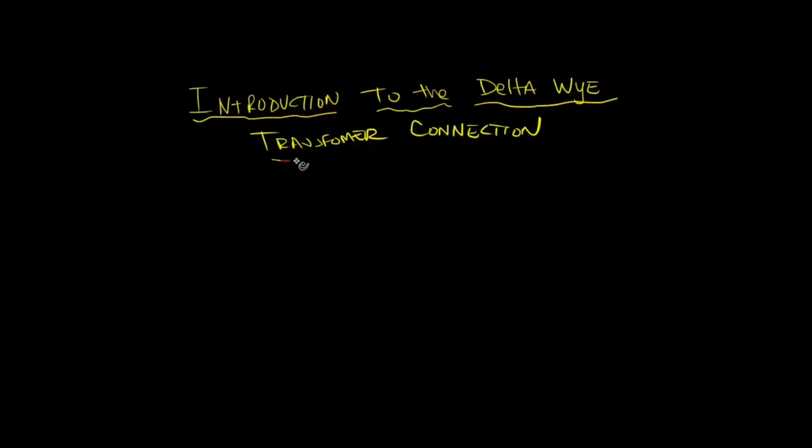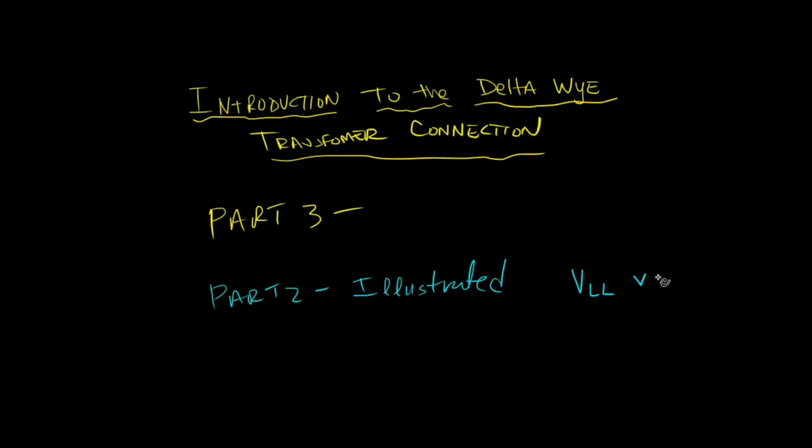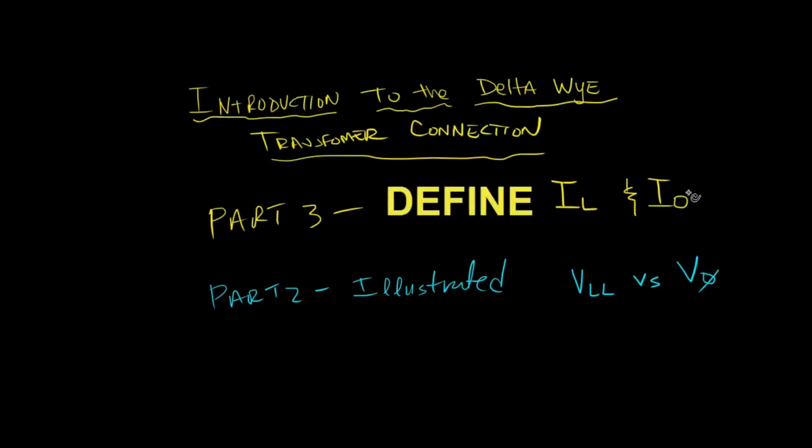Introduction to the delta-Y transformer connection, part 3. In part 2 of the series, we illustrated the relationship between line-to-line voltage and phase voltage. In part 3, we'll cover the relationship between line current and phase current for the delta-Y transformer connection.